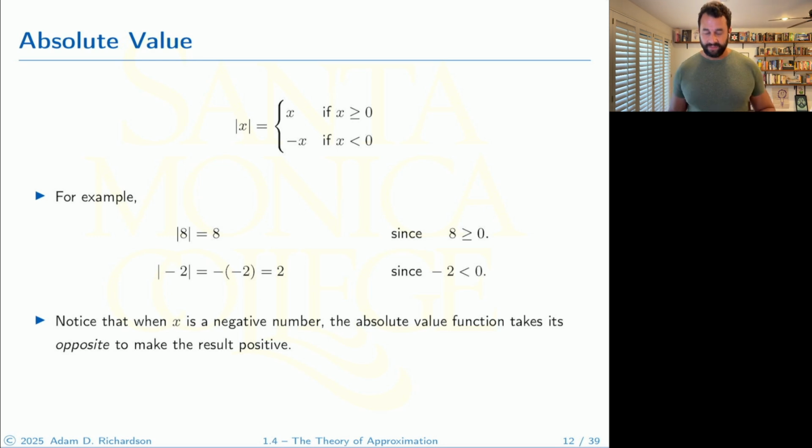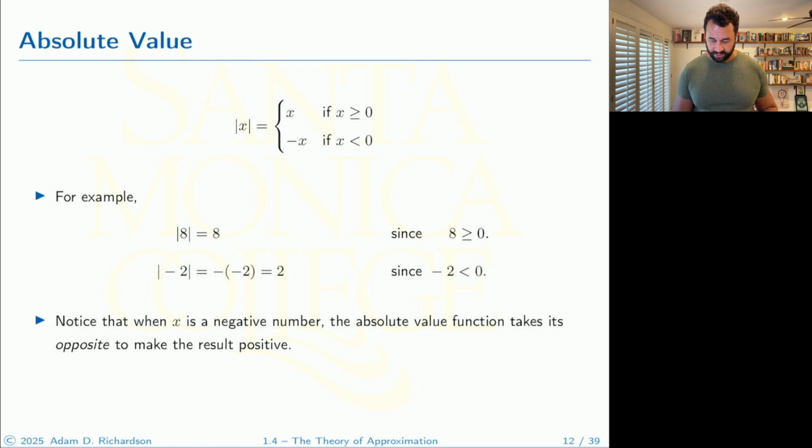So, for example, the absolute value of 8 is 8 because 8 is greater than or equal to 0, right? So this rule applies. Now, the absolute value of -2, it's not some magical box that just says 2. What it does is it goes through a process and it says, wait a minute, -2, that's less than 0. So I'm going to take the opposite of -2. And the opposite of -2 is +2. So this is how the absolute value function actually works.